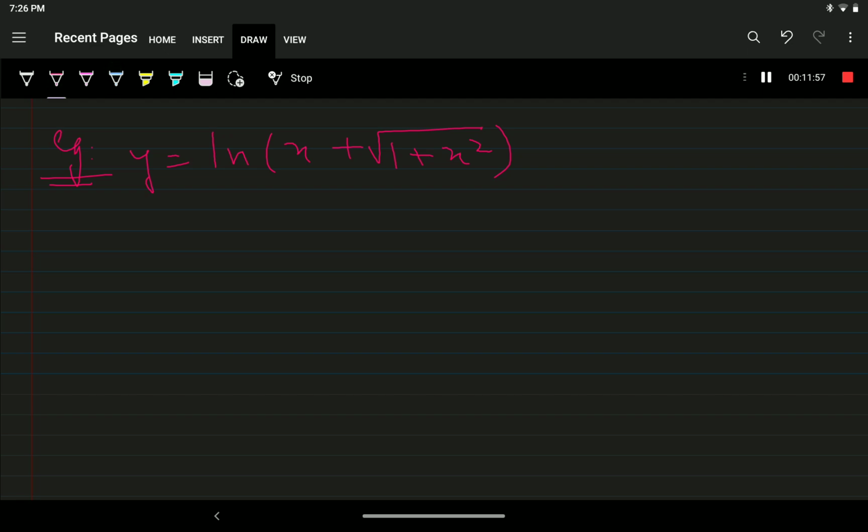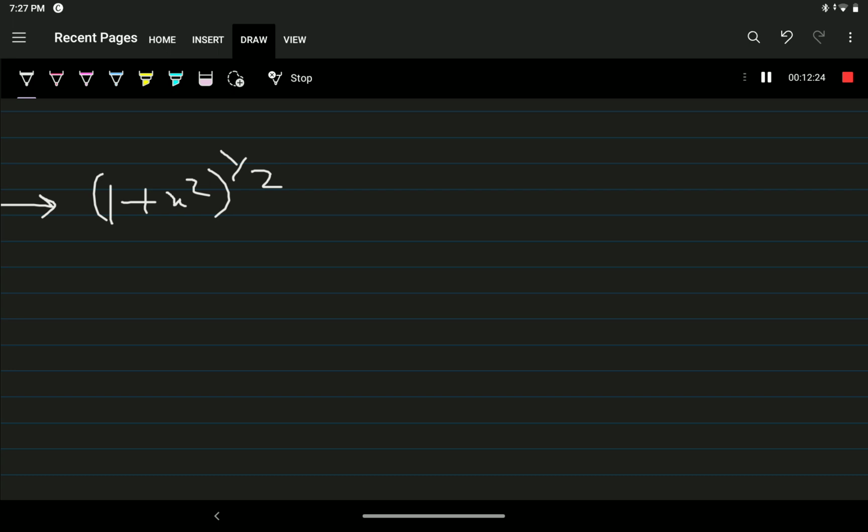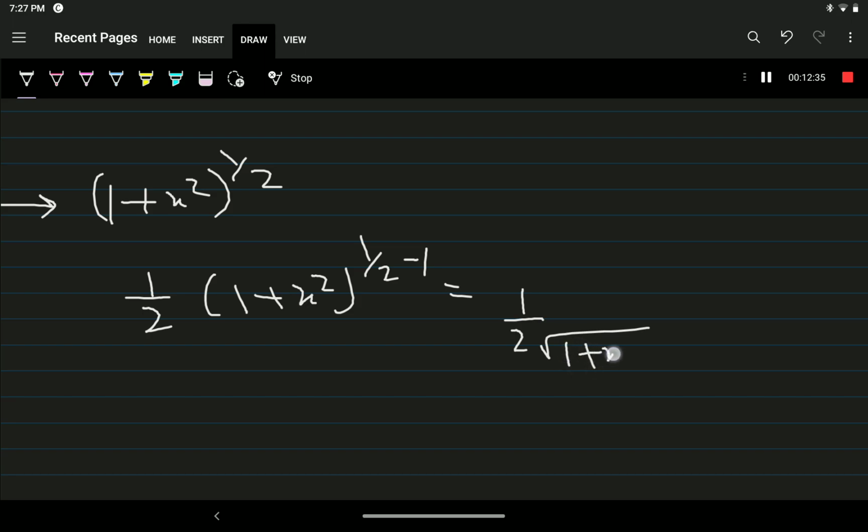Now, again, we do the same process. It is 1 by this term, times the differentiation of this term. The differentiation of x is 1. And the differentiation of this, you see, is 1 plus x squared to the power half. Now if we differentiate this part, it is half times (1 plus x squared) to the power half minus 1, that is half over root over 1 plus x squared.